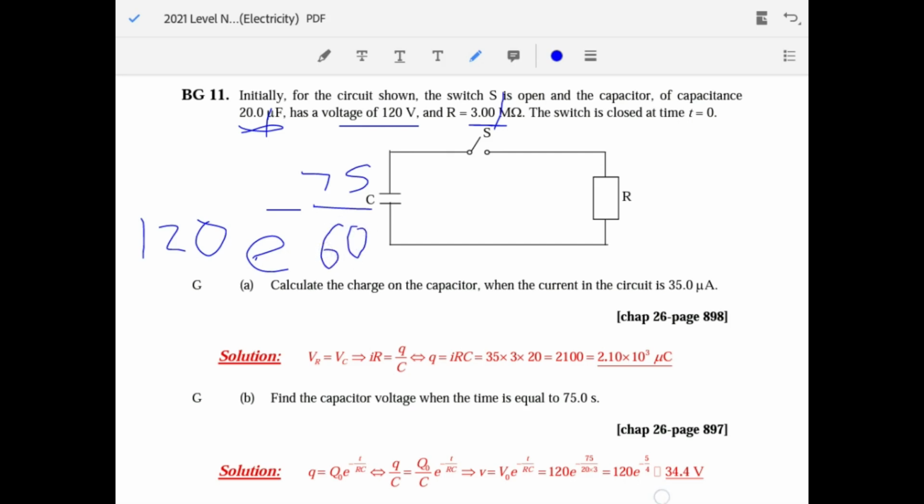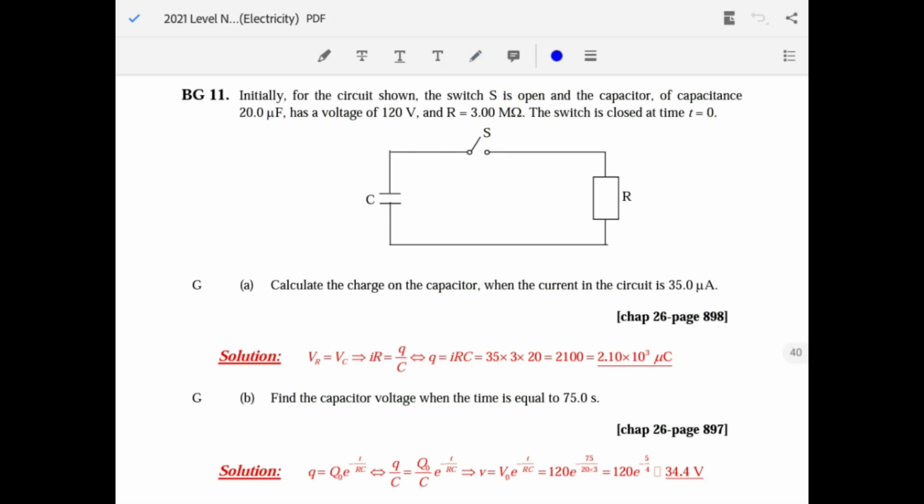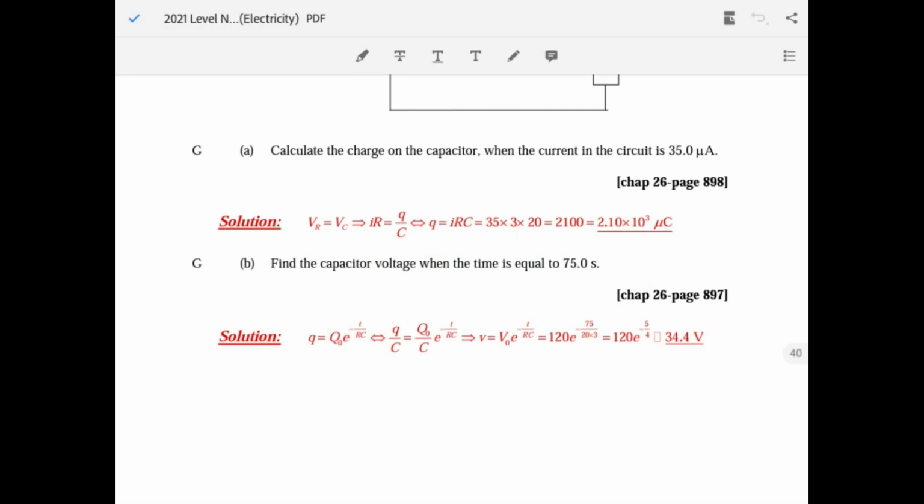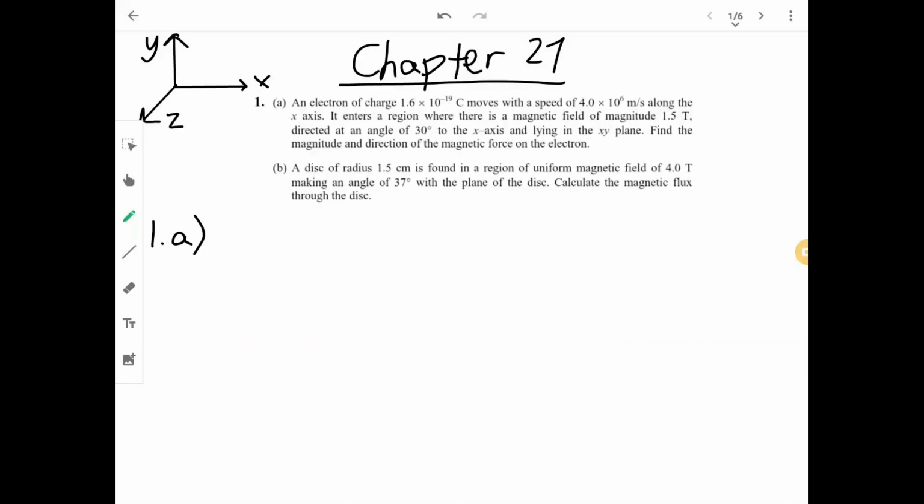And then put it in your calculator, you should get 34.4 volts. And that's pretty much it for chapter 26. On to Nakul. Alright guys, let's start the revision for the electricity chapter 27.